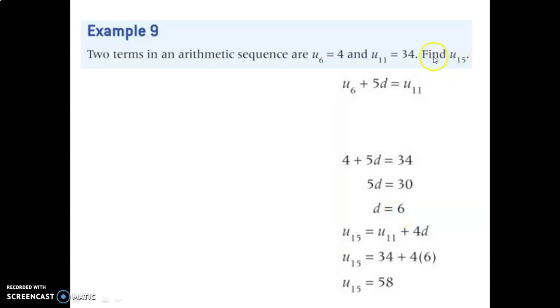And the question is saying, what's u15? Well, then we can say u15 is u11 plus 4 jumps of d, right? To get from 11 to 15, we're going to go 1, 2, 3, 4 jumps, so 4 jumps of the d value. And then that takes us to, let's see, we're solving it. Yeah, u11 is 34. We know the d value is 6 because we just solved it, and we get 58. So this is a really nice approach to that.